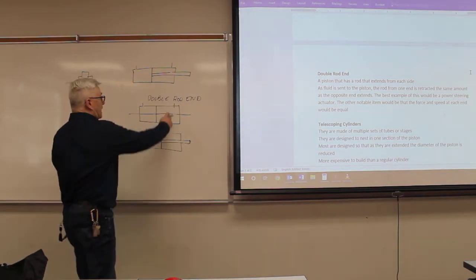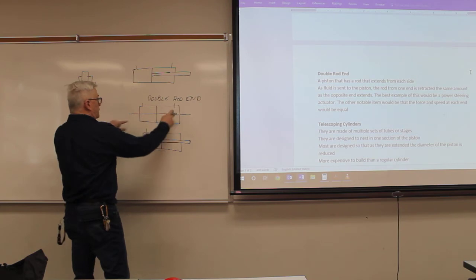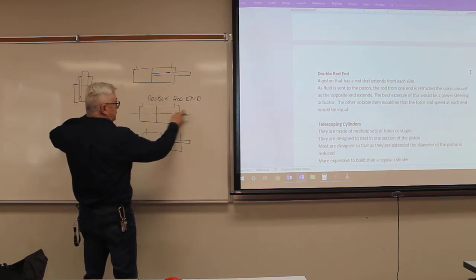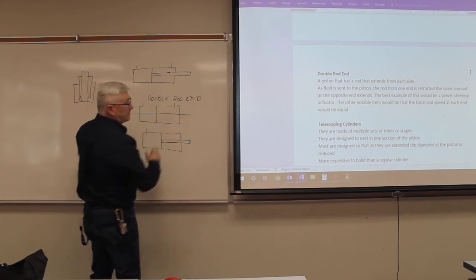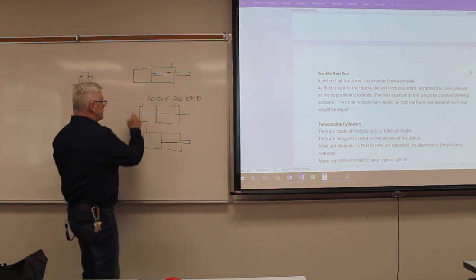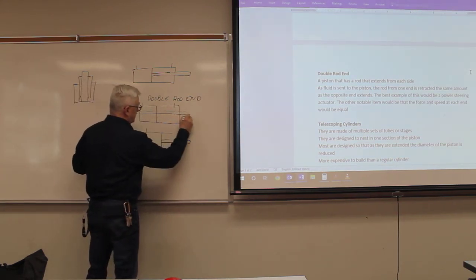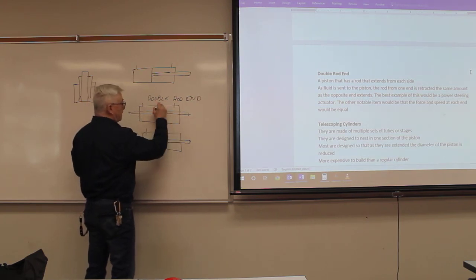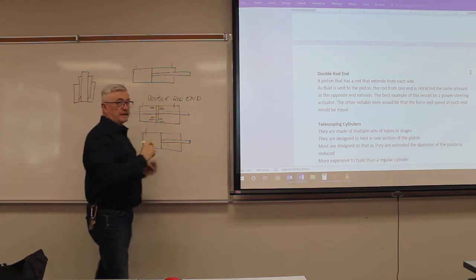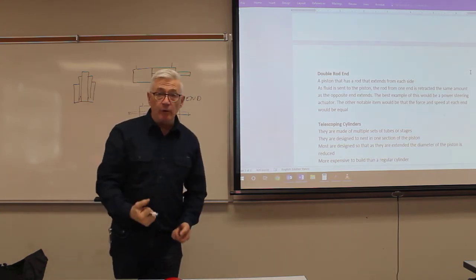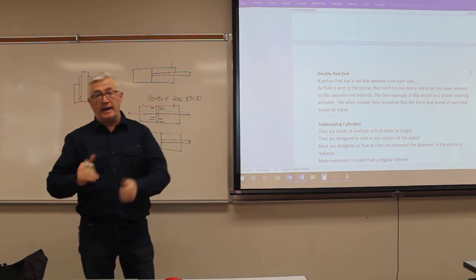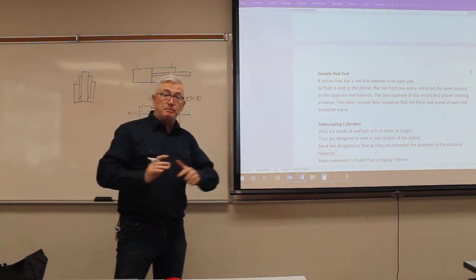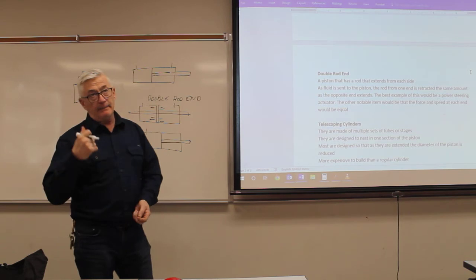So whenever we add oil to one end, we have an extension on this side, a retraction on this side, and vice versa when we add oil here, and everything remains equal. Because the rod extends through each, the area on each side of the piston is going to be equal. So that means that the force that I'm going to be able to generate each way is going to be equal, and also the speed is going to be equal.